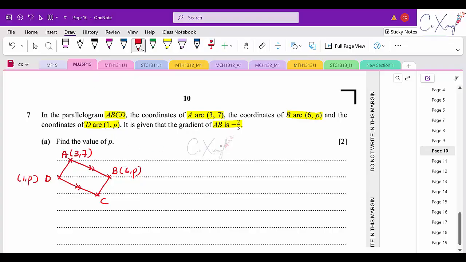Now we actually know that the gradient of AB is equal to negative 2 over 3. What's the formula for gradient? The formula for gradient is (y1 − y2) divided by (x1 − x2).